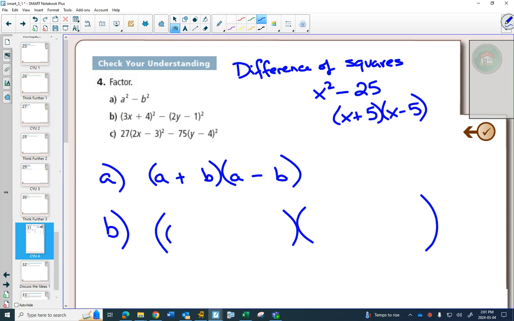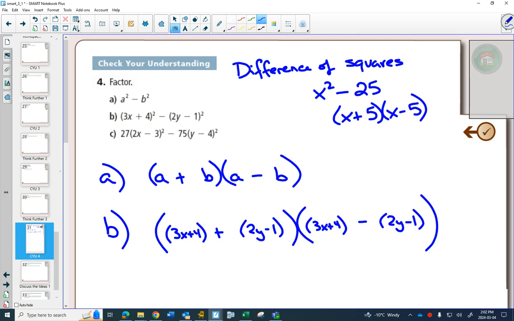So in my first one, and I'll put it in brackets, I would have 3x plus 4 and 3x plus 4. And I would have 2y minus 1 and 2y minus 1. And one of them will be plus, and one of them will be minus.